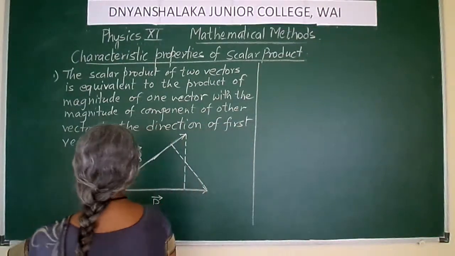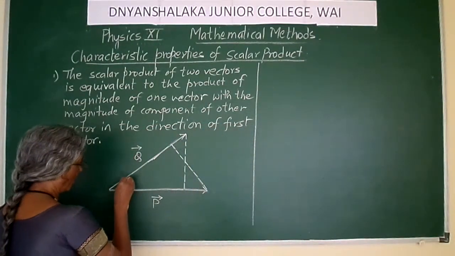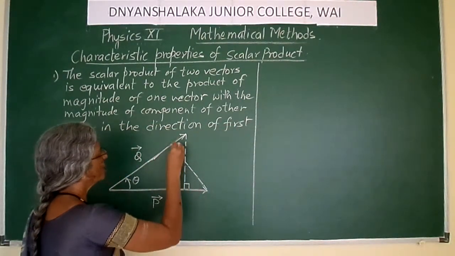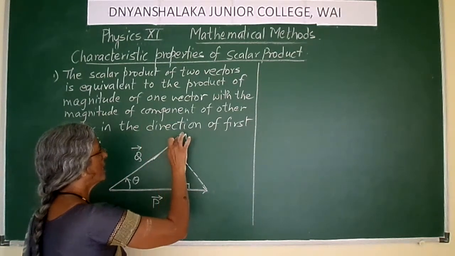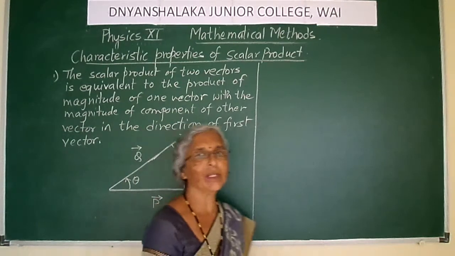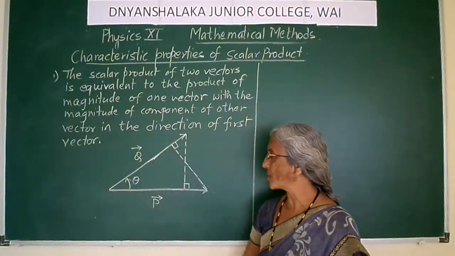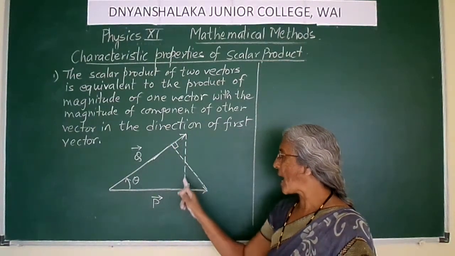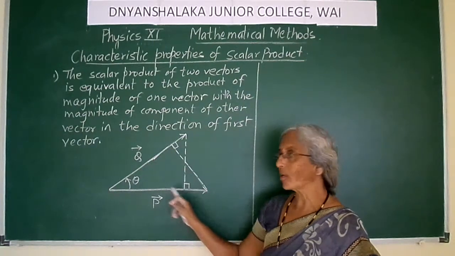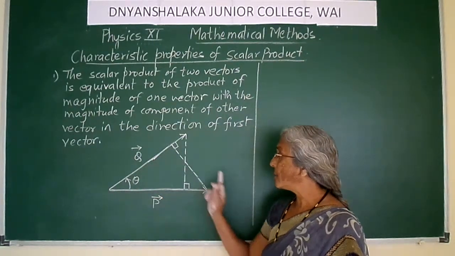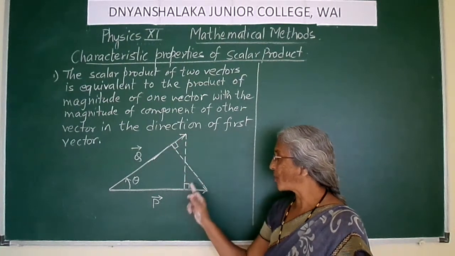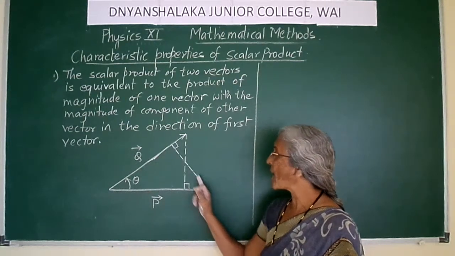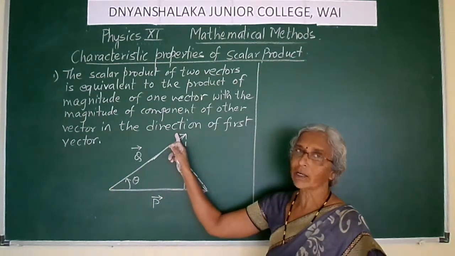Yes, students. Now you have to have this figure also drawn in your notebook. We have taken two vectors which are inclined at an angle theta. That means between the two vectors, vector P and vector Q, the angle is theta. From the endpoint of vector P, I have dropped a perpendicular on vector Q. From the endpoint of vector Q, I have dropped a perpendicular on vector P.